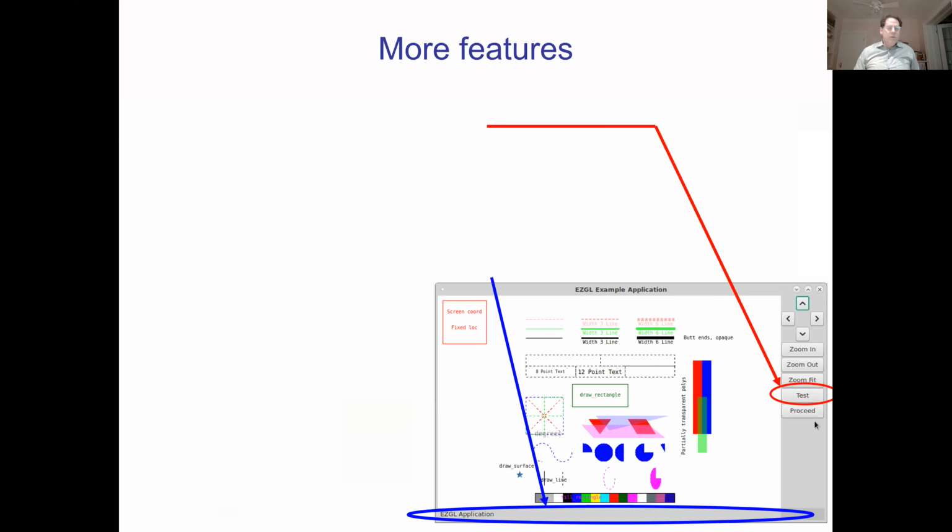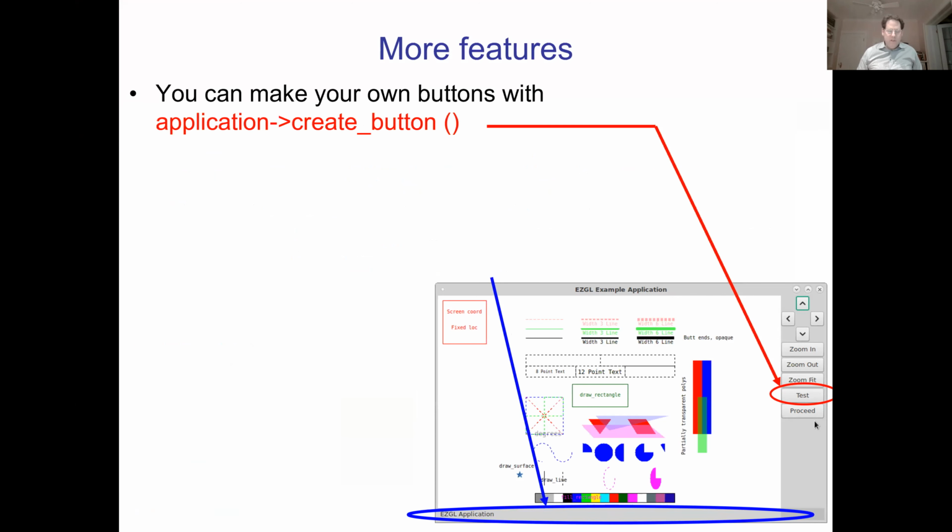Okay, so I just showed you how hit testing works. A few more features. You can add extra buttons to EasyGL very easily. Just one call, application create button. You tell it what you want the button to be called, you tell it what callback to call, and it'll automatically build it for you inside this kind of menu area on the right-hand side. So it's an easy way to make buttons.